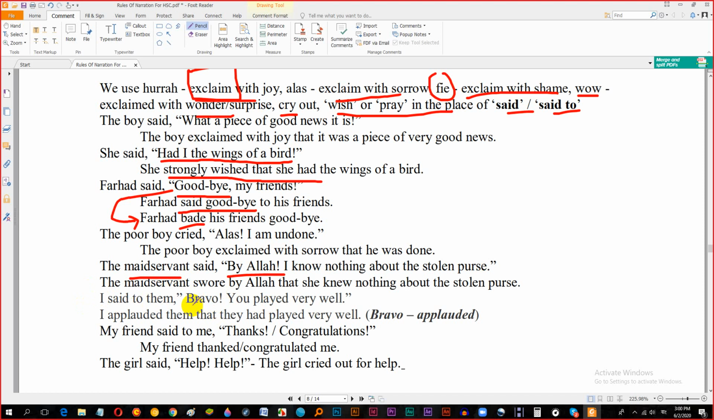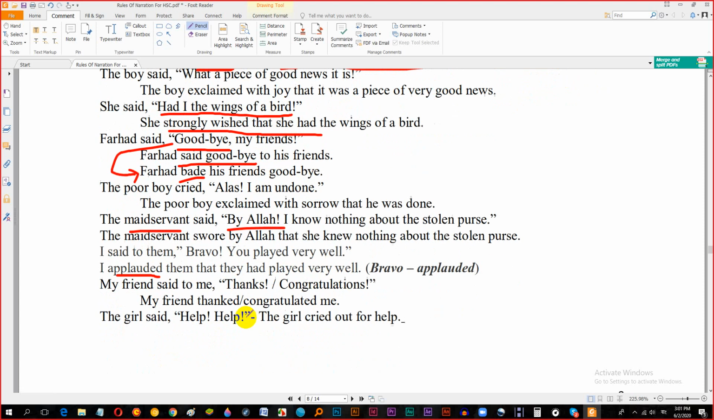Okay, let it go. Now see, so the maidservant swore by Allah that she knew nothing about the stolen purse. Then I said to them, bravo, you played very well. I applauded them that they had played very well, or I exclaimed with joy that they had played very well, or just I exclaimed that they had played very well. That would be correct too.